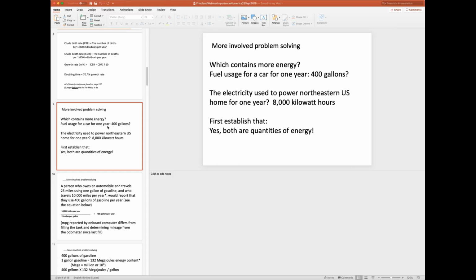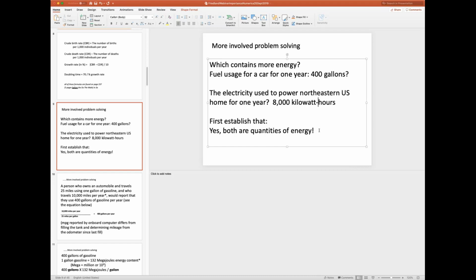And inevitably that will lead to, like, which contains more energy? A car that uses 400, or not the car, but the 400 gallons of gasoline that a car uses in a year, or the electricity that in the northeastern United States a home might use in 1 year. A typical home might use 8,000 kilowatt hours. I know that in some places you might use a little bit more than that if there's air conditioning and things like that. Did you notice I just put in a kilowatt-hours?